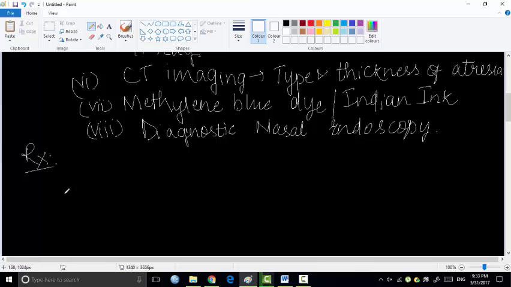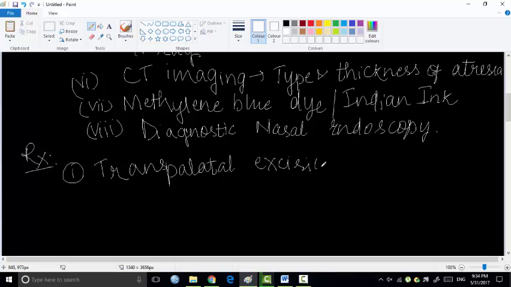So here there is atresia. So what can you do? Transpalatal excision, right? You can excise it. The atresia or stenosis which is seen, that is the plug. Here there is some obstruction, right? So that obstruction can be excised, removed.